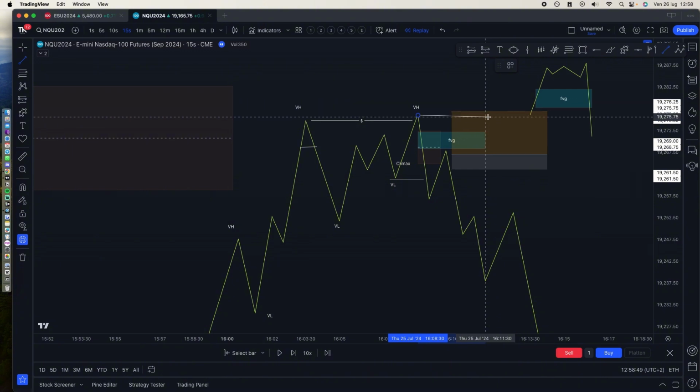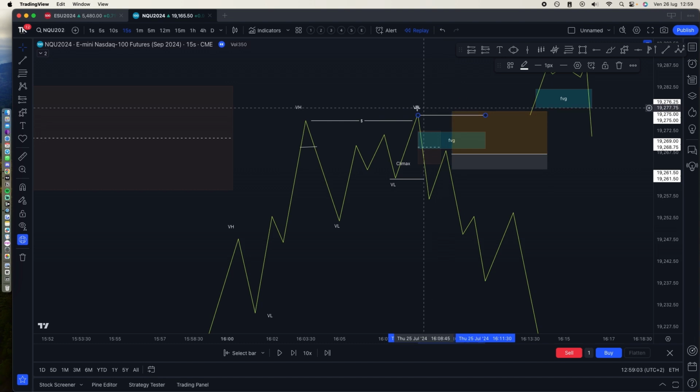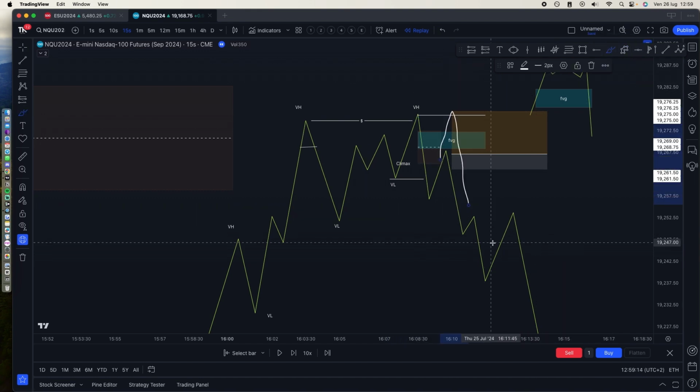Why? The logic behind this is that the only way we invalidate this bearish order flow structure is above the value high. Sometimes we get wicked out. Yeah, okay, it's part of the game. Sometimes the market does like this, it wicks it and then we go down. Yeah, okay, it's part of the game.